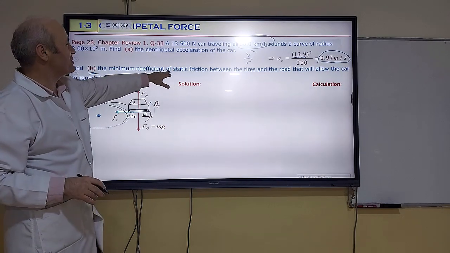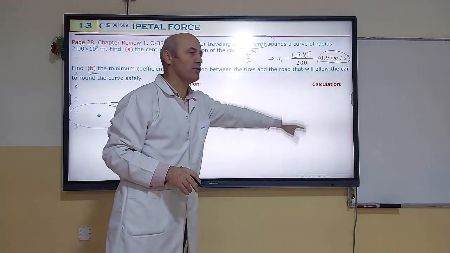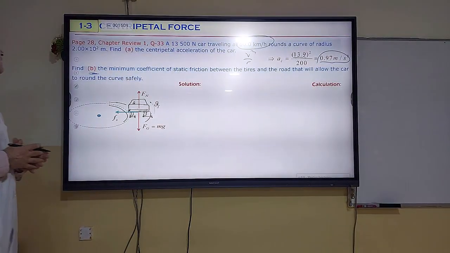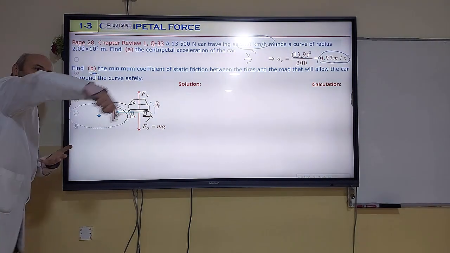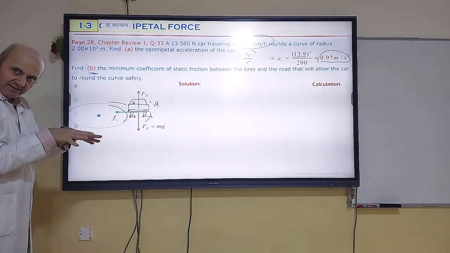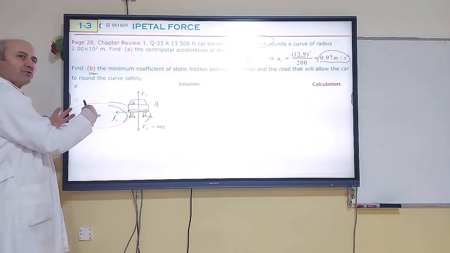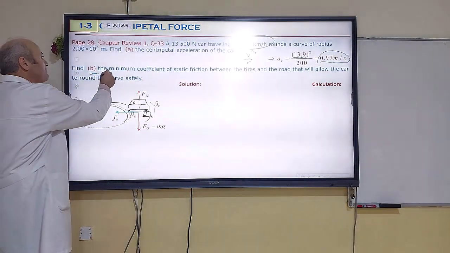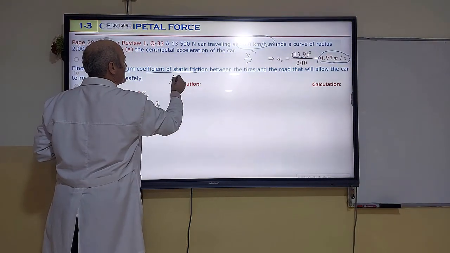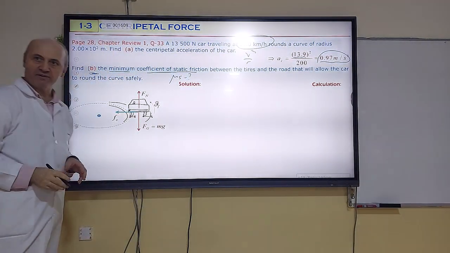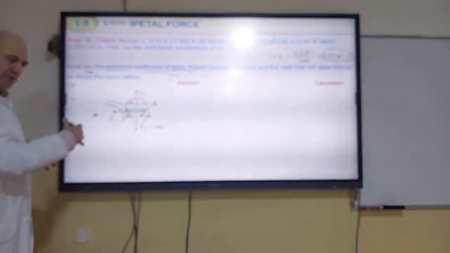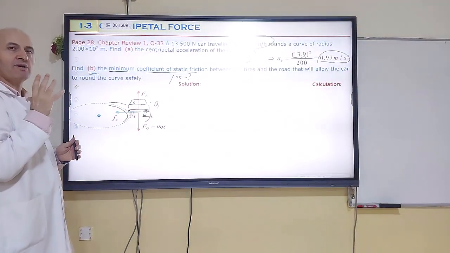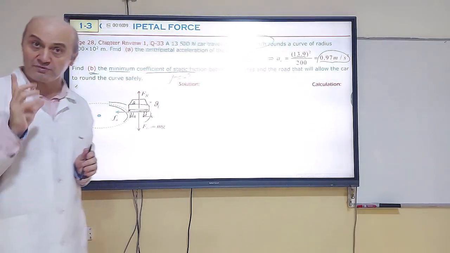Find the minimum coefficient of static friction between the tires and the road that will allow the car to round the curve safely. This car will move in a horizontal circular path which is flat. To keep this car on the horizontal circle, what minimum µs is required between the tires and the road? Now when the car is making such a turn, to understand the case, we have to draw the forces first.